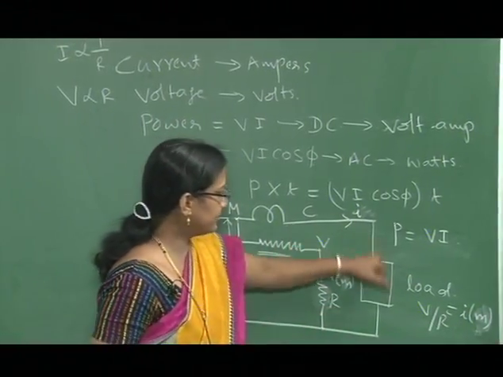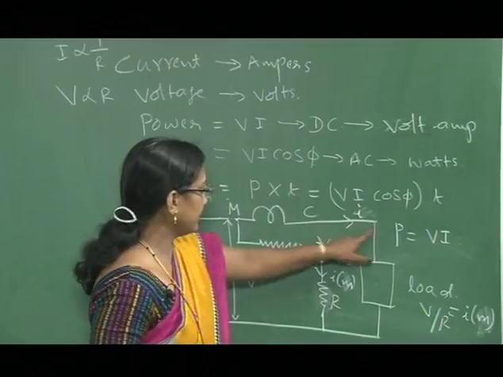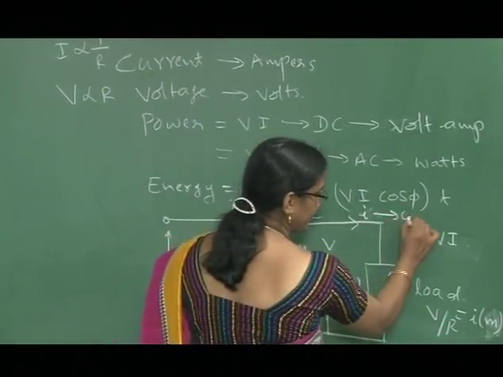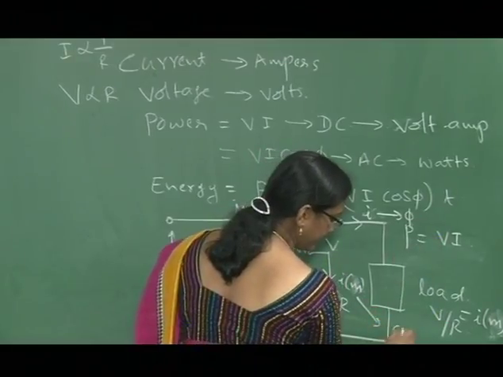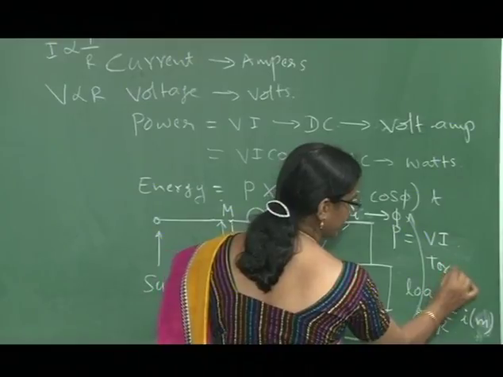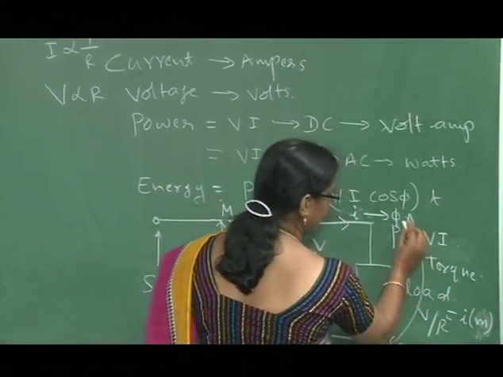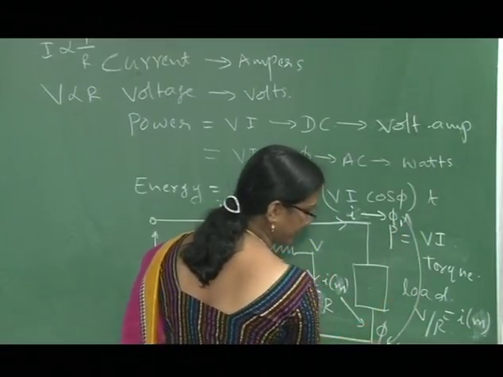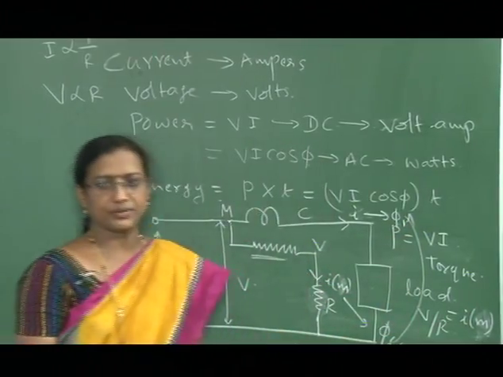Then the current flowing through this load, you are going to consider as I. Now the flux produced due to this and the flux produced due to this, due to the interaction of these two, the torque will be produced. If you symbolize this as phi 1, you symbolize this as phi 2, okay.